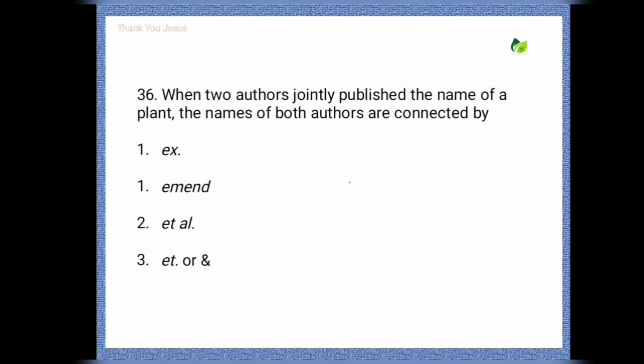Next question. When 2 authors jointly publish the name of a plant, the names of both authors are connected by. Options are ex, in, et al., at or end. The correct option is 'et' or 'and'.